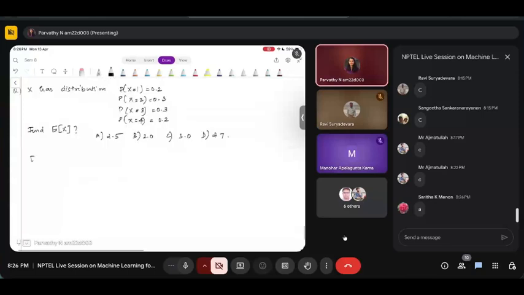So expectation of X is this: 1 into 0.2, 2 into 0.3, 3 into 0.3, 4 into 0.2. So this will be around 2.5.